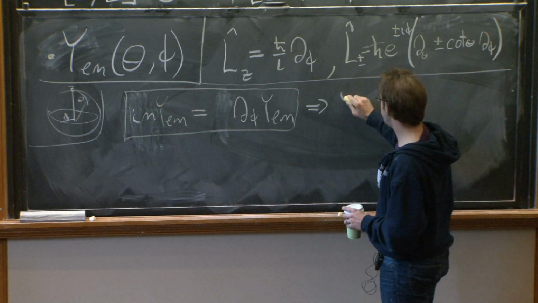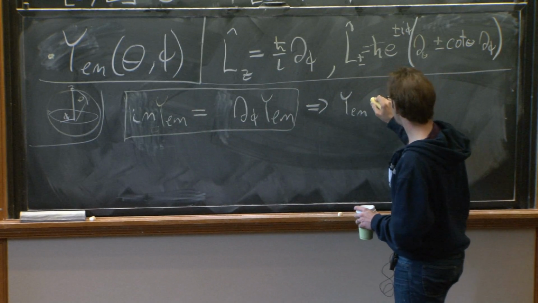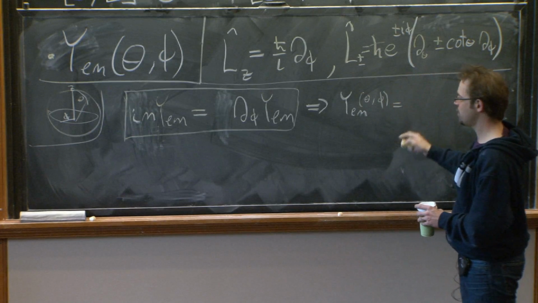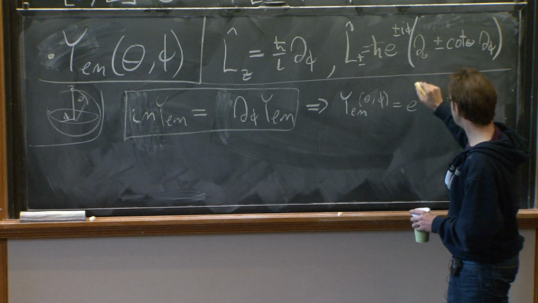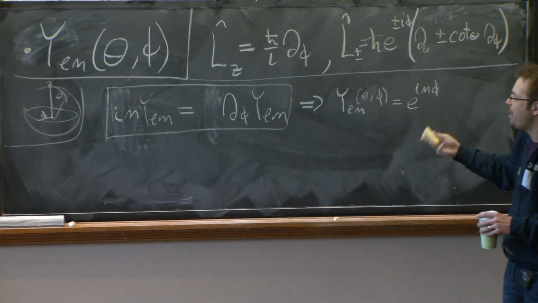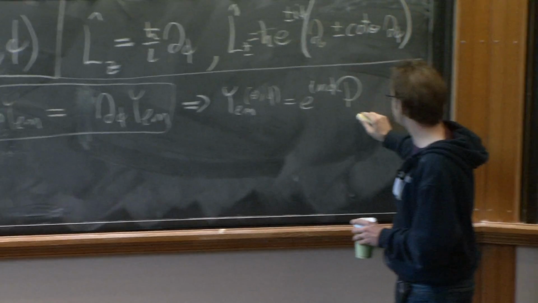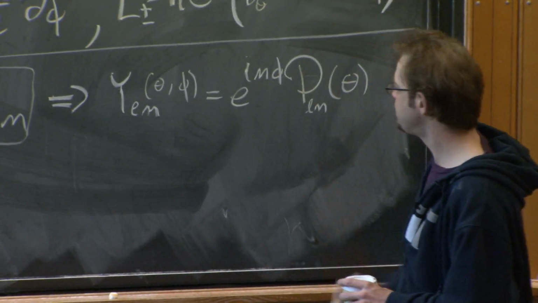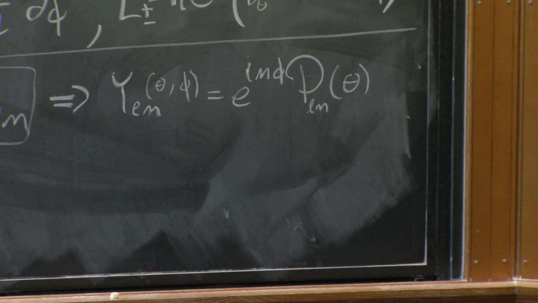So this tells us that the eigenfunctions Y_lm of theta and phi are of the form e to the i m phi times some remaining dependence on theta, which I'll write as P of theta. And that P could depend on l and m. Cool?